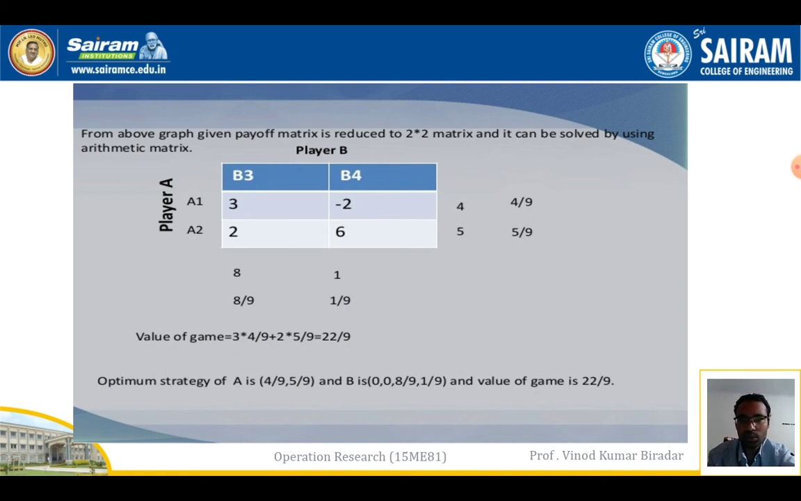Therefore the value of the game is equal to 3 into 4 divided by 9 plus 2 into 5 by 9, which we get as 22 by 9. Therefore the optimum strategy of A is 4 by 9, 5 by 9, and B is 0, 0, 8 by 9, 1 by 9, and the value of the game is 22 by 9. That is your answer. I will repeat how I wrote this: 3 into 4 divided by 9 plus 2 into 5 divided by 9, you will get 22 by 9. So this is about the graphical method of game theory problem.